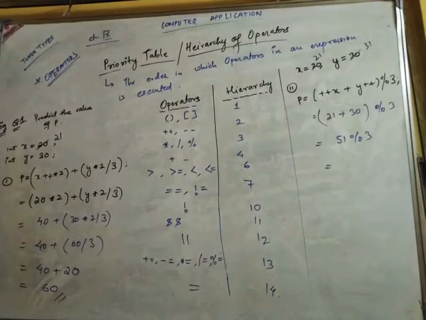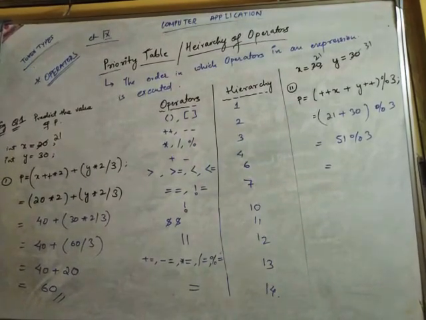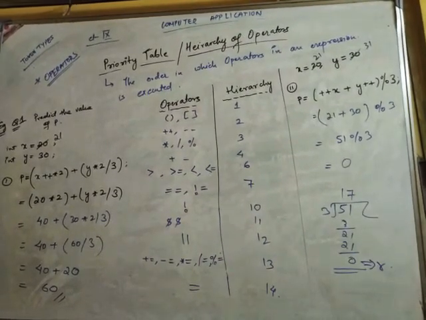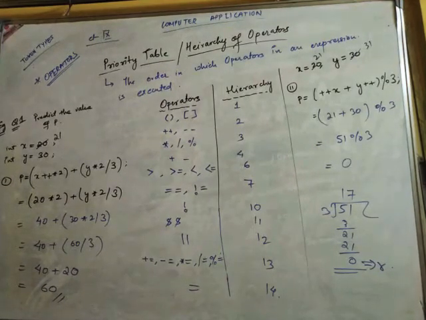Now you know what to do. You divide 51 by 3 and check what remainder comes. When I divide 51 by 3, the remainder is 0. So that is the answer. The final answer for p here is 0. Clear, all of you? This is how you apply these operators.